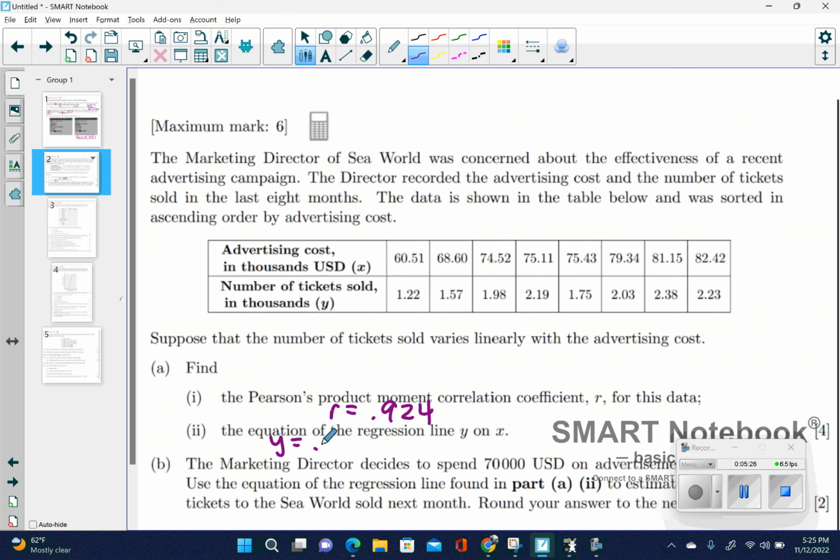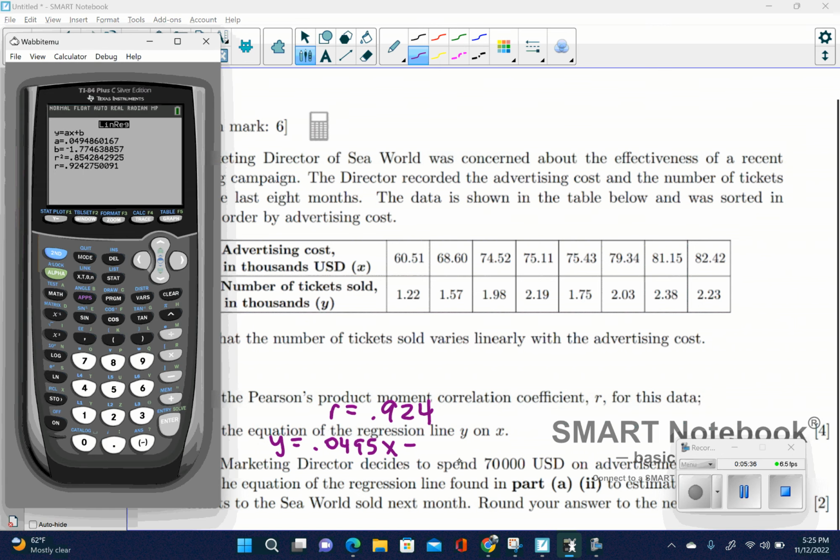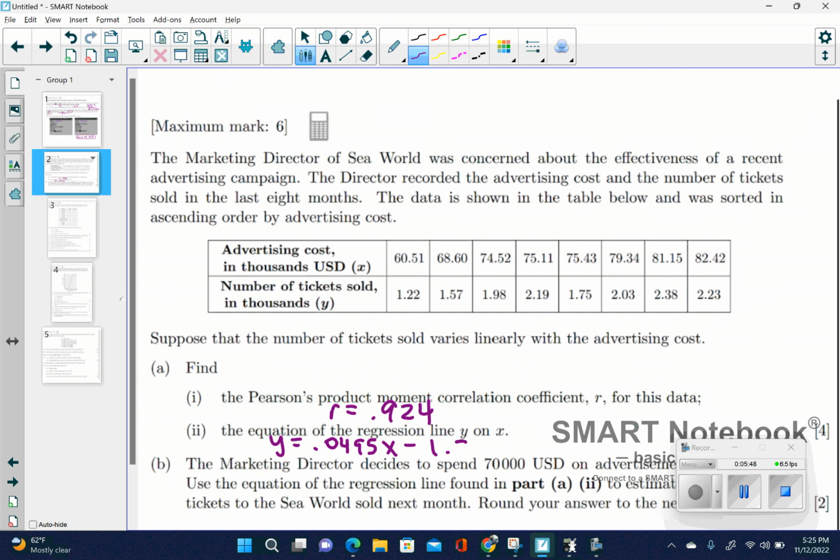So you have 0.0495, please round correctly, x, and then it's minus, if I look back over here, 1.77, right? That's a negative sign. So negative 1.77 works. So negative 1.77. And there's your equation for the regression.